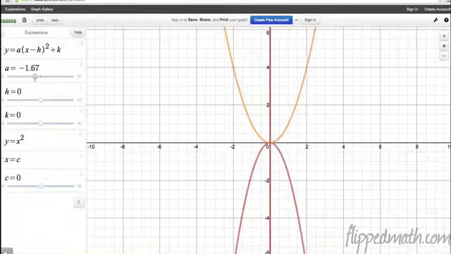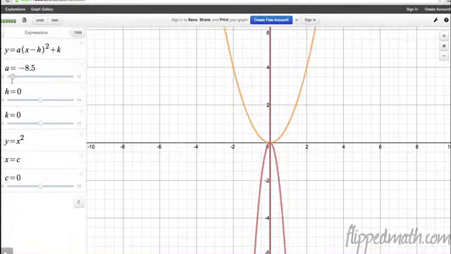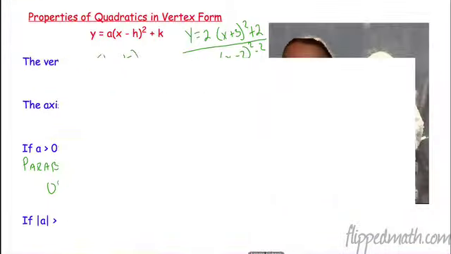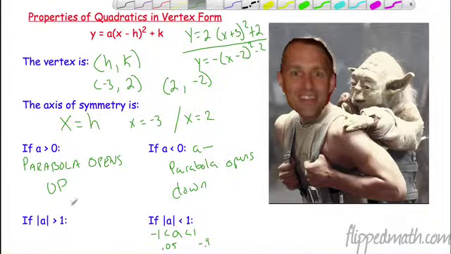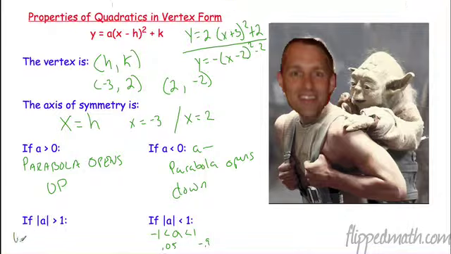And once it gets above the absolute value of 1, it gets narrow. All right, let's write that down. So, if the absolute value of a is greater than 1, it is wider than y equals x squared, right? Wrong. It's thinner, narrower, okay?